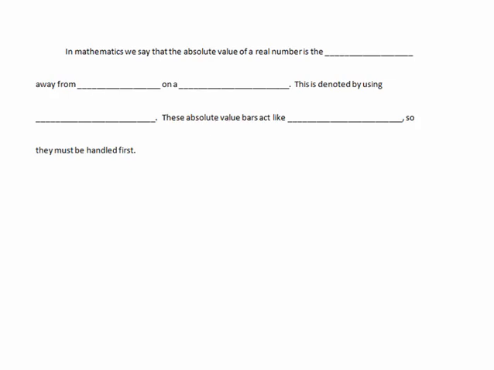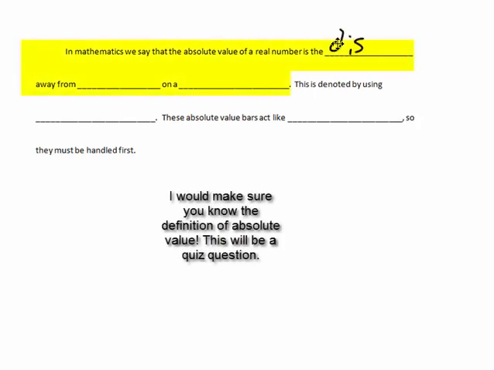Okay, here we have the Algebra 2 Chapter 1.4 guided notes. Now here we're going to solve absolute value equations. In mathematics, we say that the absolute value of a real number is the distance away from zero on a number line. Now, we denote this by using straight bars or absolute value bars.